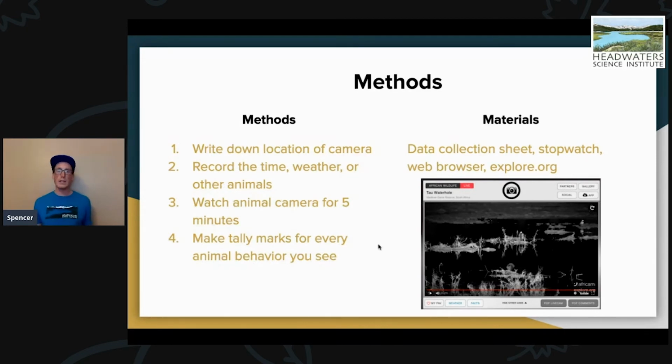So how we did our experiment was we started by writing down where the camera was, and we recorded the time, weather, and other animals around in the webcam during the time that we did that recording. Every time we watched an animal camera, we did it for 5 minutes, and we made tally marks for every type of animal behavior we saw, whether it was eating, drinking, fighting, swimming, or whatever we saw.